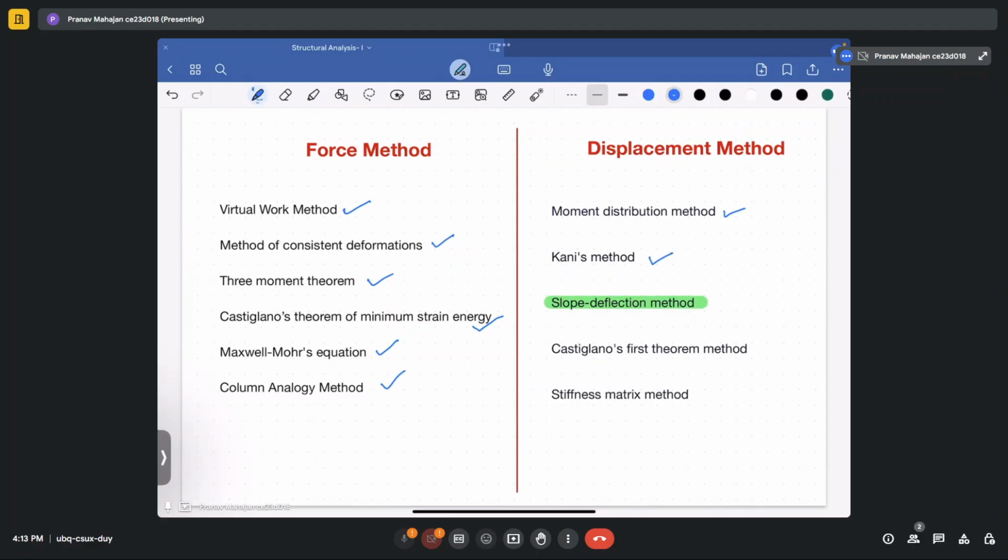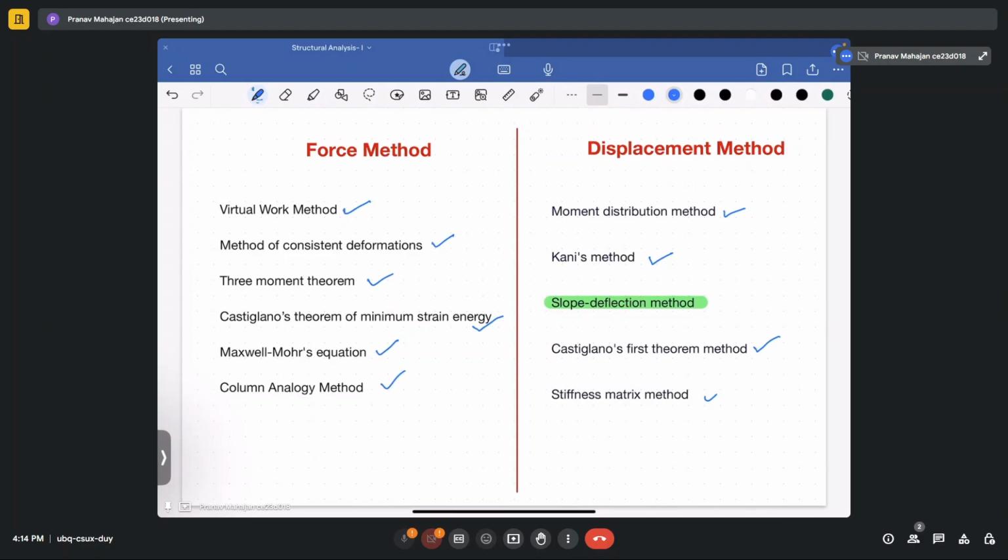So what do you mean by that? It means that based upon the forces that are available with you, you will calculate the displacements. Okay. Then Castigliano's first theorem is also based upon displacement method, and finally the stiffness matrix method. Okay, so these are the few methods that you can distinguish between force as well as the displacement method.